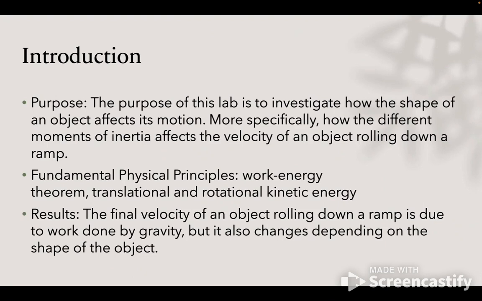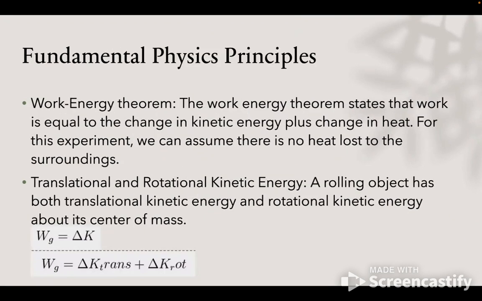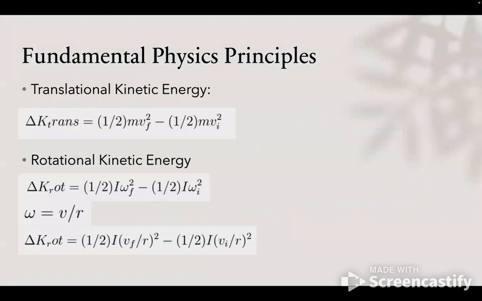Results. The final velocity of an object rolling down a ramp is due to work done by gravity, but it also changes depending on the shape of the object. So the work energy theorem states that work is equal to the change in kinetic energy plus the change in heat energy. For this experiment, we can assume there is no heat lost to the surroundings. So the work, which is going to be the work done by gravity, is equal to the change in kinetic energy. But there is translational and rotational kinetic energy of a rolling object. So the work done by gravity is going to be equal to the change in translational kinetic energy plus the change in rotational kinetic energy.